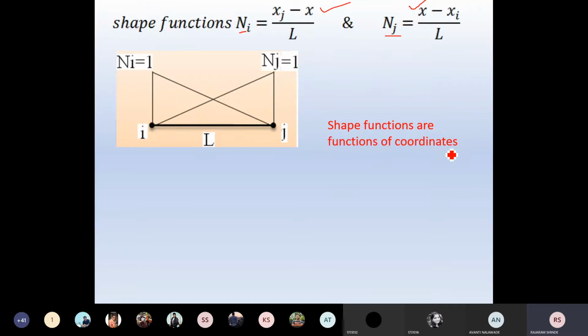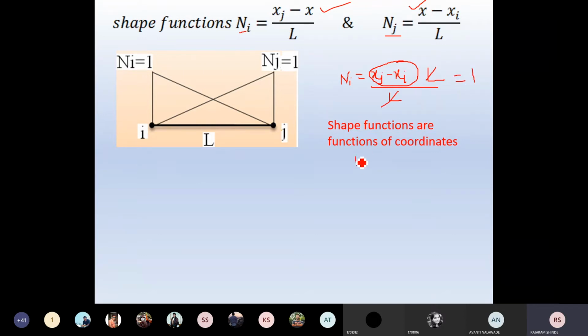This is one thing. Second thing, if I calculate the value of Ni at node number I, this is equal to xj minus xi, divided by L. But xj minus xi is also L. So this will be cancelled with this one and you will get Ni equal to 1 at node number I.